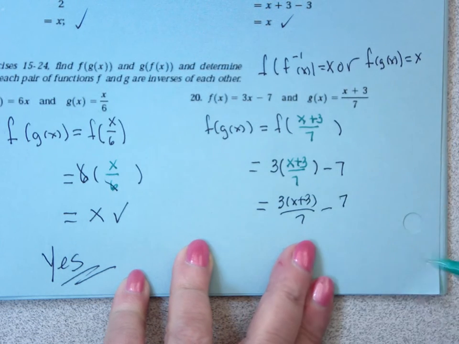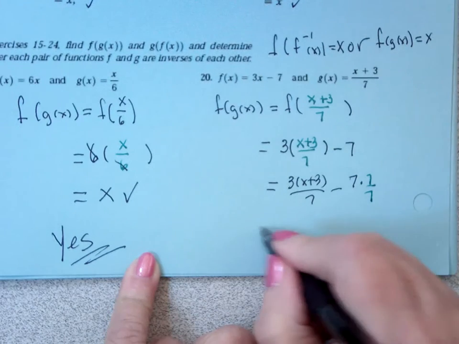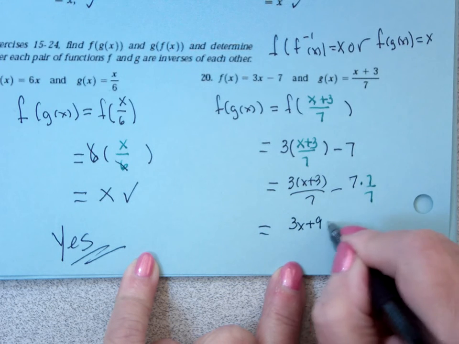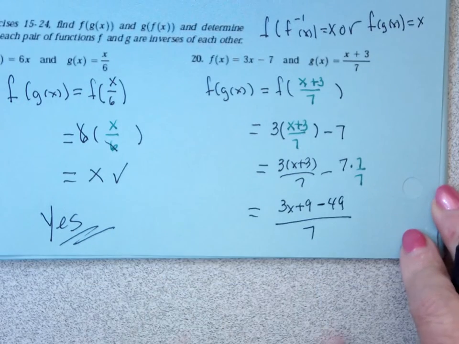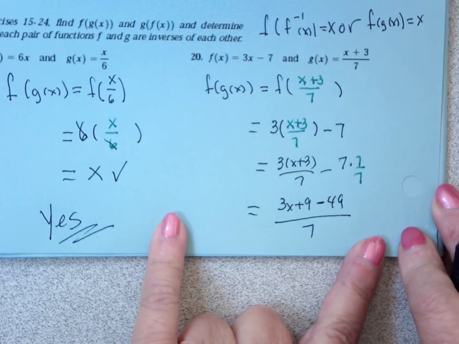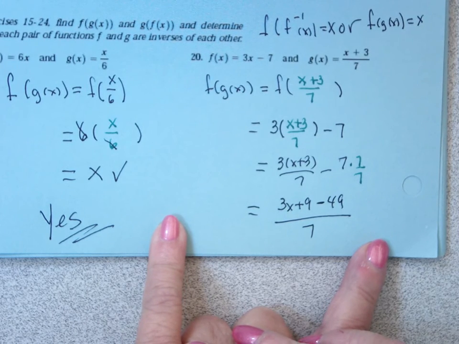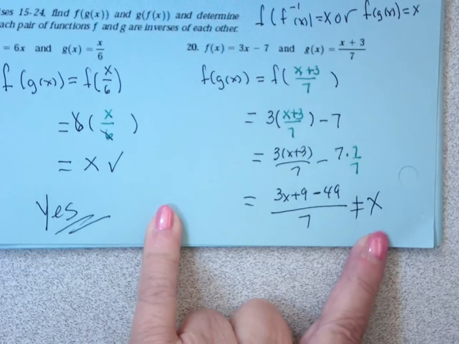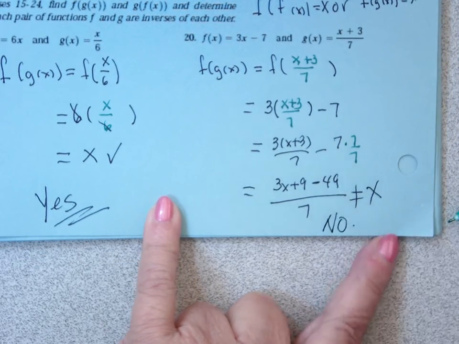Need a common denominator, so 7 over 7. So this is (3x plus 9 minus 49) over 7. Is that ever equal to x, ever? Is anything ever going to reduce out so what I have left is an x by itself? No. So this thing is not equal to x. So are they inverses of each other? No. It doesn't verify.